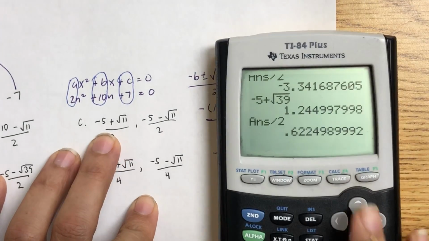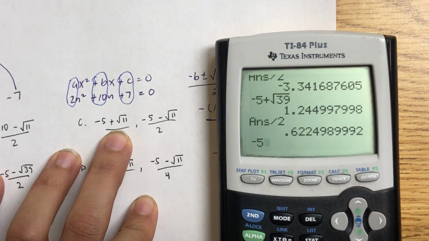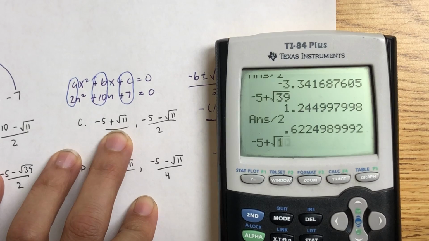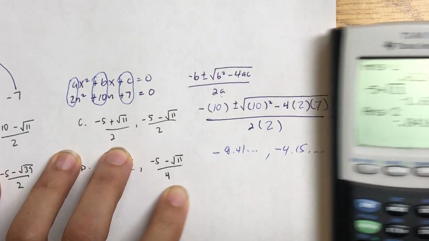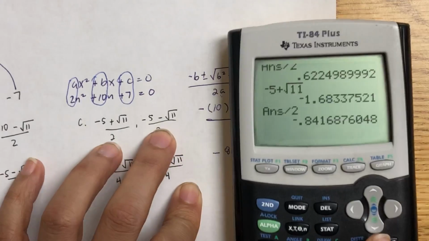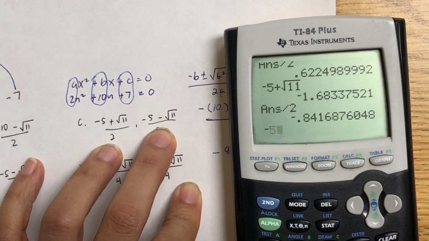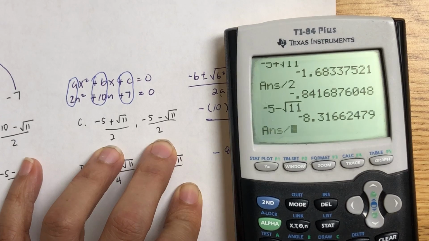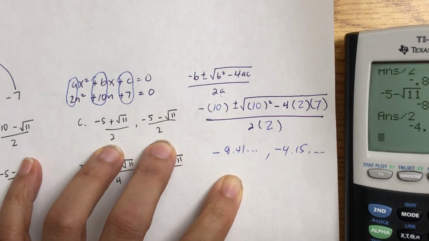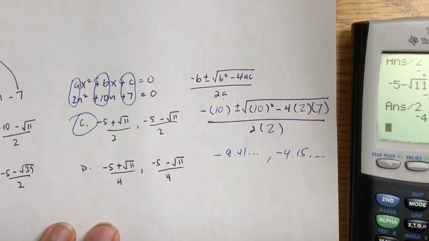So we're going to try this one. Negative 5 plus the square root of 11. That's the whole top, so enter, divided by the whole bottom, which is 2. Negative 8.4. Okay, so it could be this one, so let me check the second one. Negative 5 minus square root of 11. Press enter, divided by the bottom, which is 2. Negative 4. Yep, that's the one. So that's the answer.